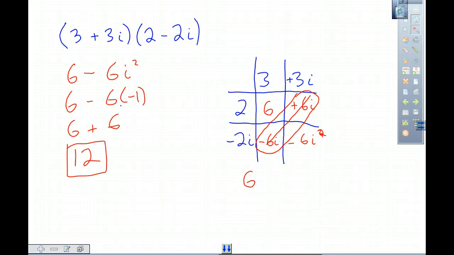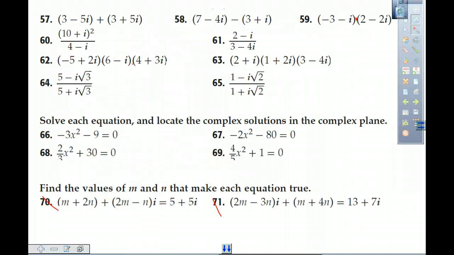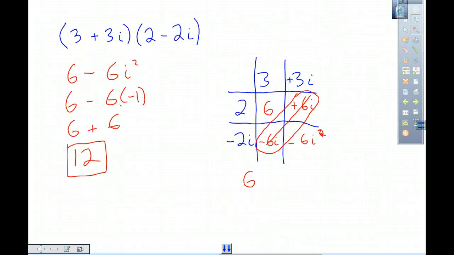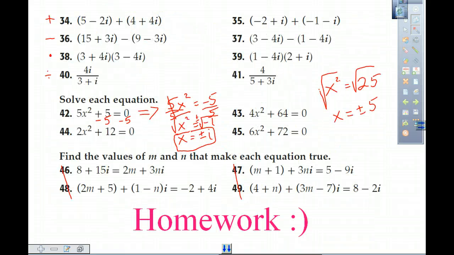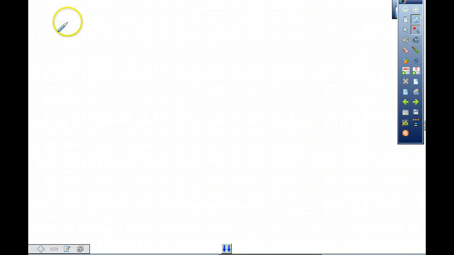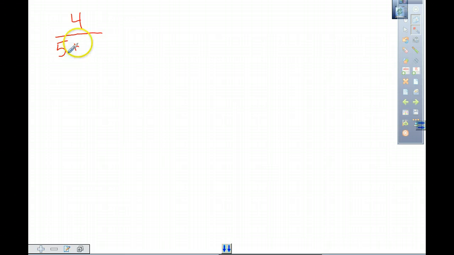Go back to where you're doing here. So we can add, subtract, and now multiply. So our next step is the division right here. Okay, let's try this out. 4 over 5 plus 3i.